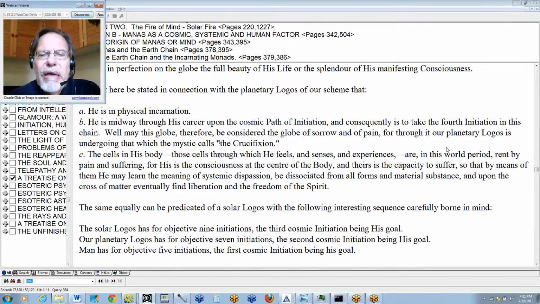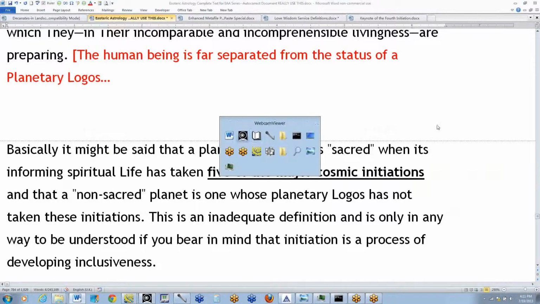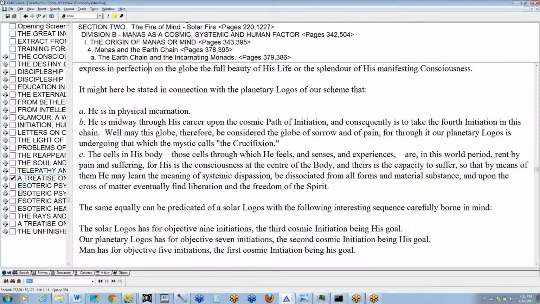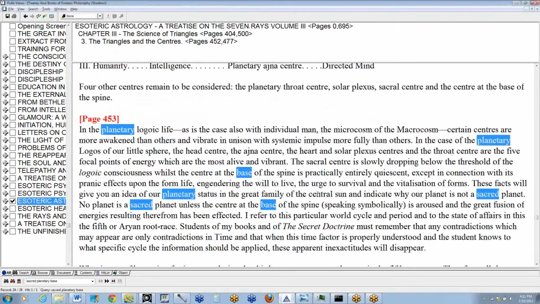We are also told that until a planetary logos has activated the base of the spine center, he cannot be considered sacred. So we can see if we can refine that sacred planetary base. We'll see whether we can see something there. No planet is a sacred planet unless the center of the base of the spine, speaking symbolically, is aroused and the great fusion of energies resulting therefrom has been effected. Well, this is done at the fifth initiation.